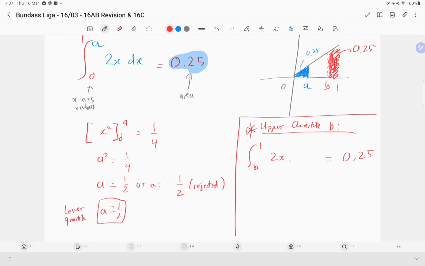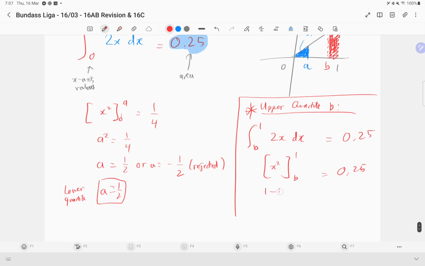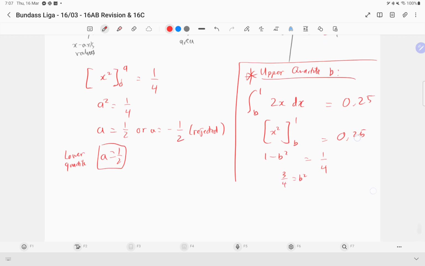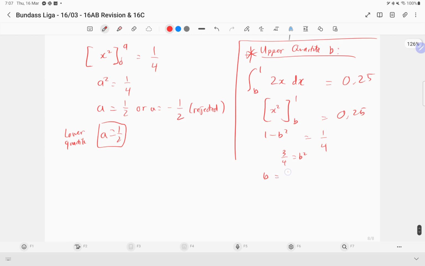And that would be the same thing here. So that'll be x squared calculated from B to 1 equals 0.25. Then 1 minus B squared equals 1 over 4. Bring B squared over and subtract, and I get 3 over 4 equals B squared. Once again, B would be square root 3 over 2, or B would be negative square root 3 over 2. This is rejected.